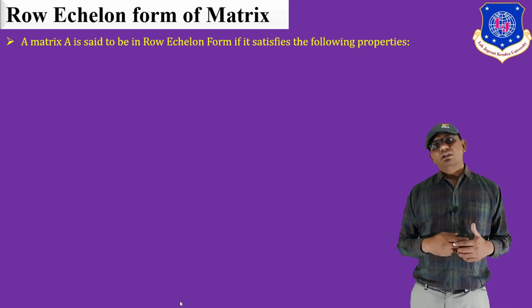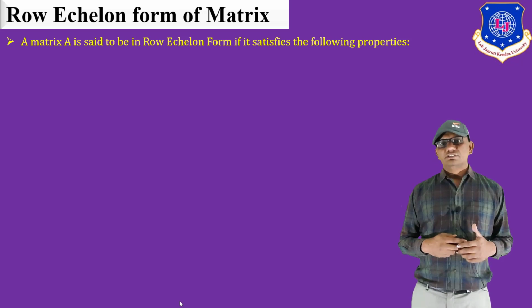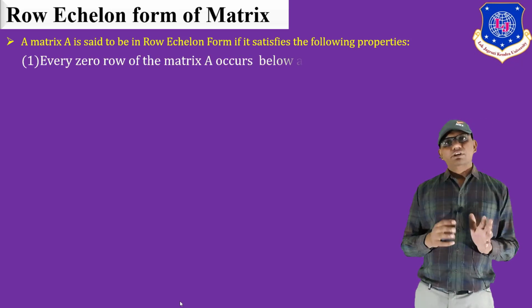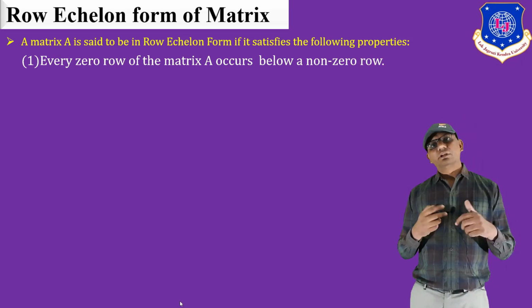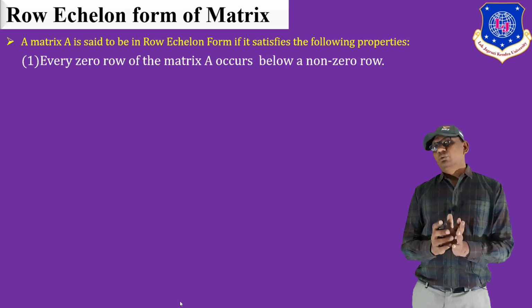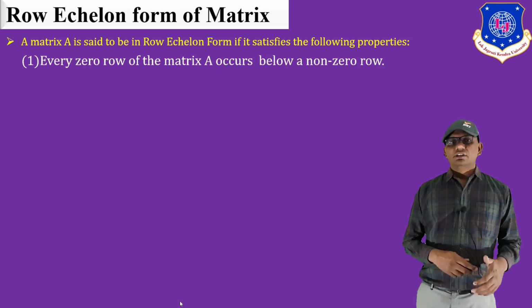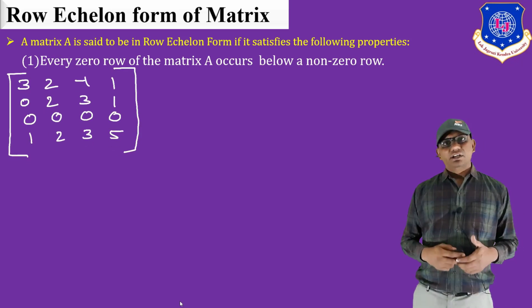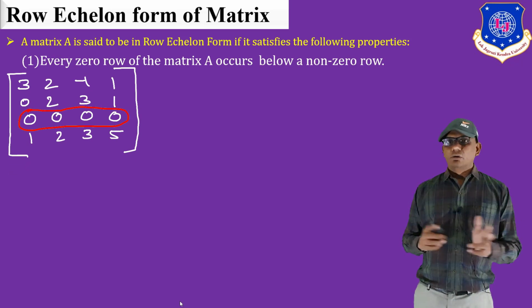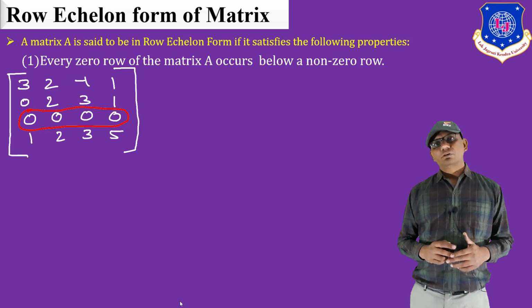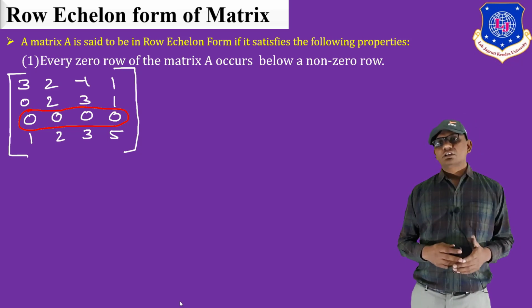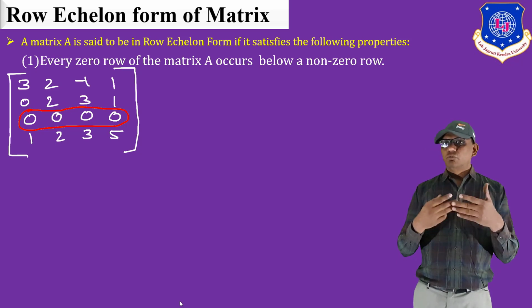The first property of the row echelon matrix is that every zero row is always below the non-zero rows in the matrix. That means we have to collect all the zero rows and put them at the bottom of the matrix. Here we have a matrix in which the third row is a zero row, totally all the entries of the third row are zero, and the fourth row is a non-zero row. So according to our condition, the zero row should be below the fourth row.